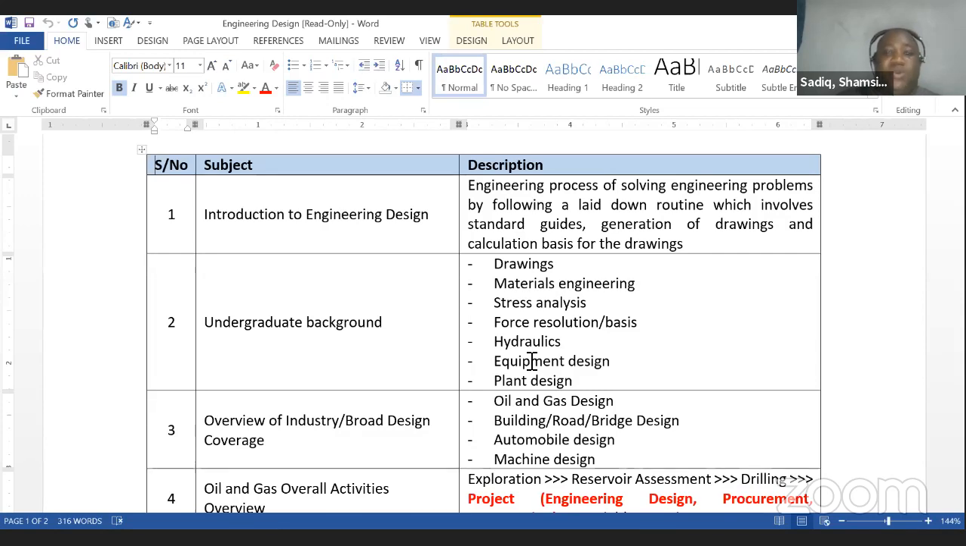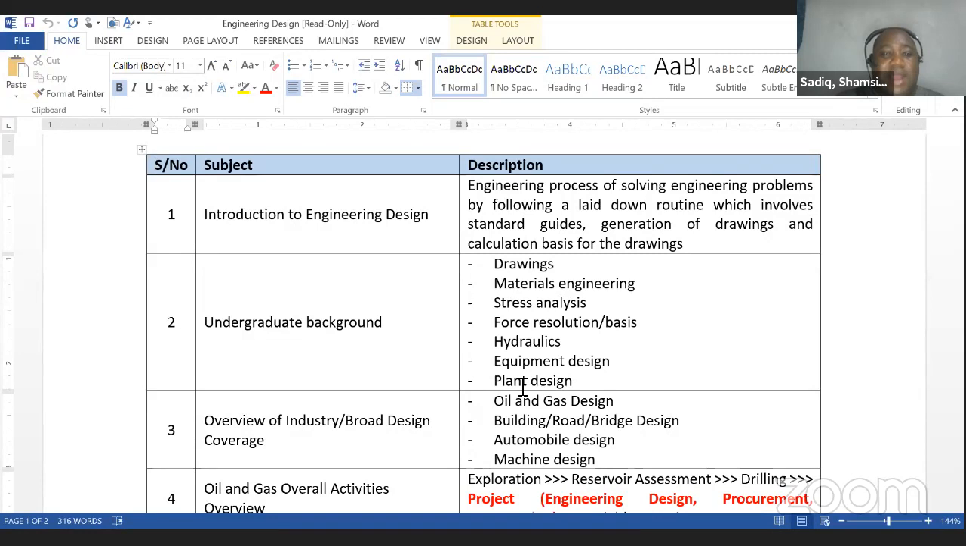which, as we go along, you see we have codes and standards and regulatory requirements that are applicable to various engineering fields and businesses. So that's a layman's definition of engineering design.